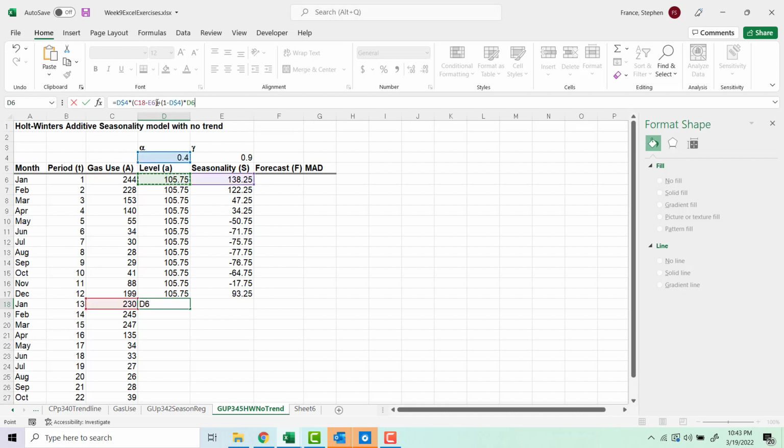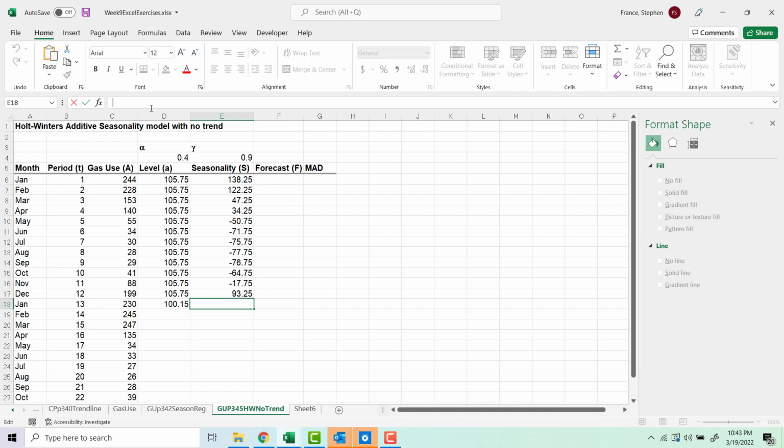So the first part of the equation is just alpha times the new estimate of the level versus 1 minus alpha times the previous update of the level. So this is similar to the basic exponential smoothing. And this gets 100.15.